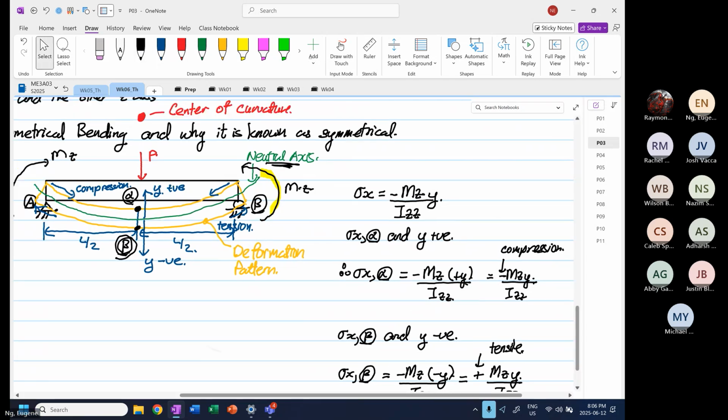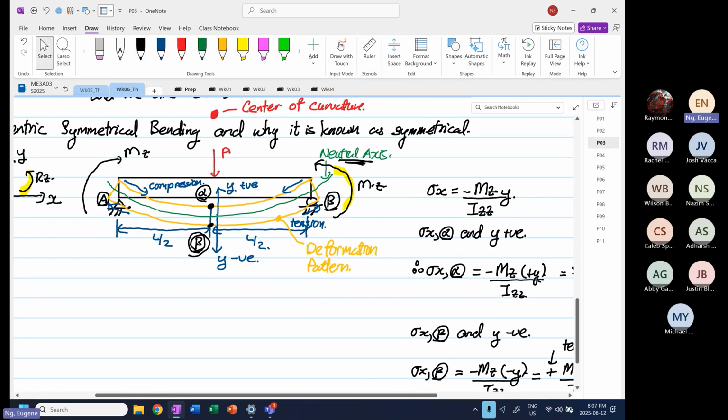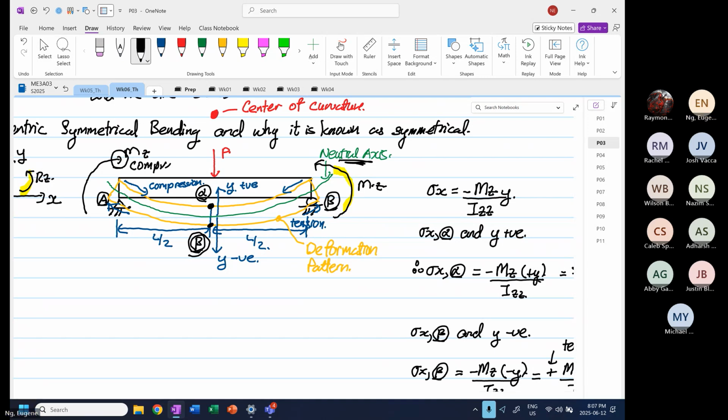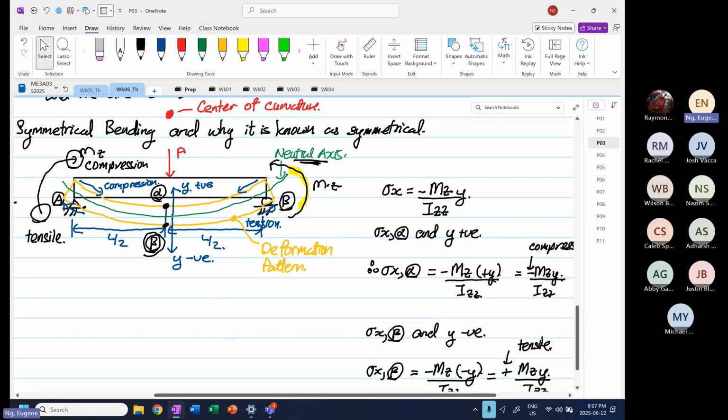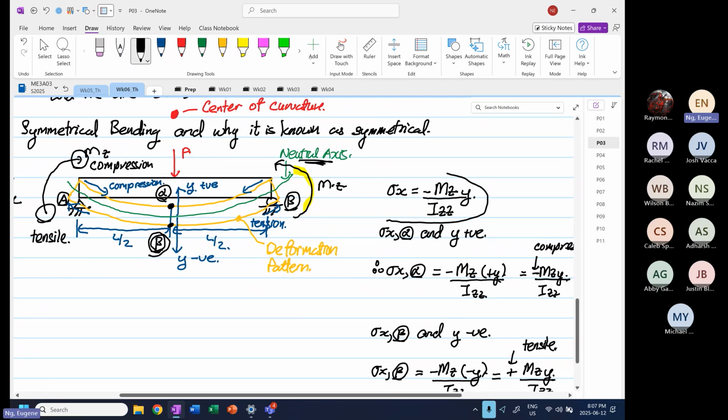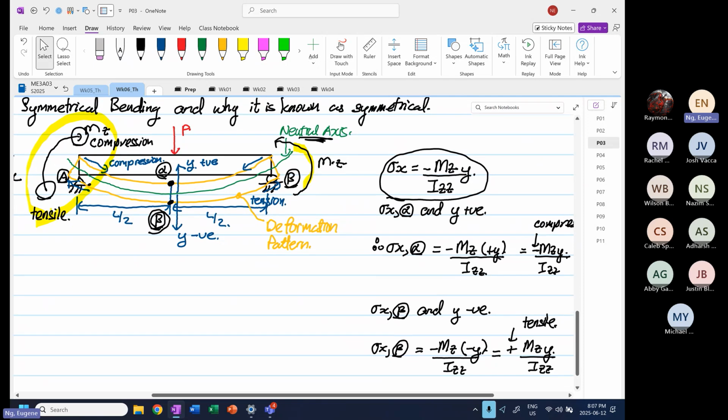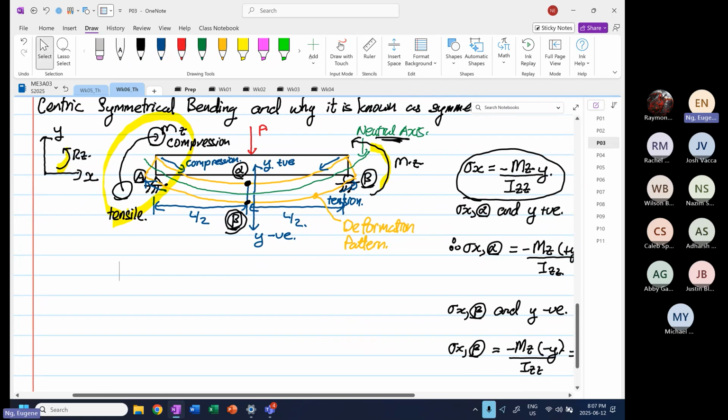Now let me teach you an easier way. The head of the moment vector is always in compression. The tail end of the moment vector is always in tension. Easy. You don't need to worry about this formula when you apply this concept. The head of the moment vector is always in compression. The tail end of the moment vector is always in tension. So I write down here, apply new concept.